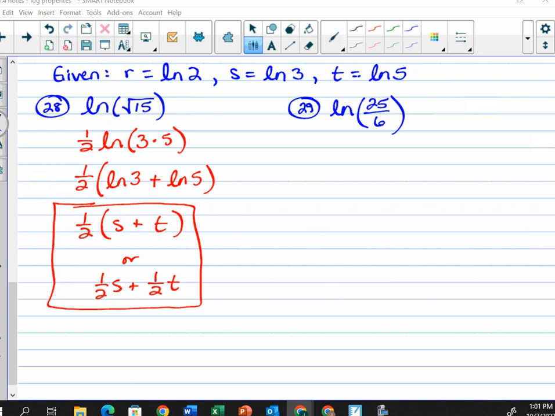So no, all of the expanding before you put any letters. You shouldn't have any natural logs left in here.